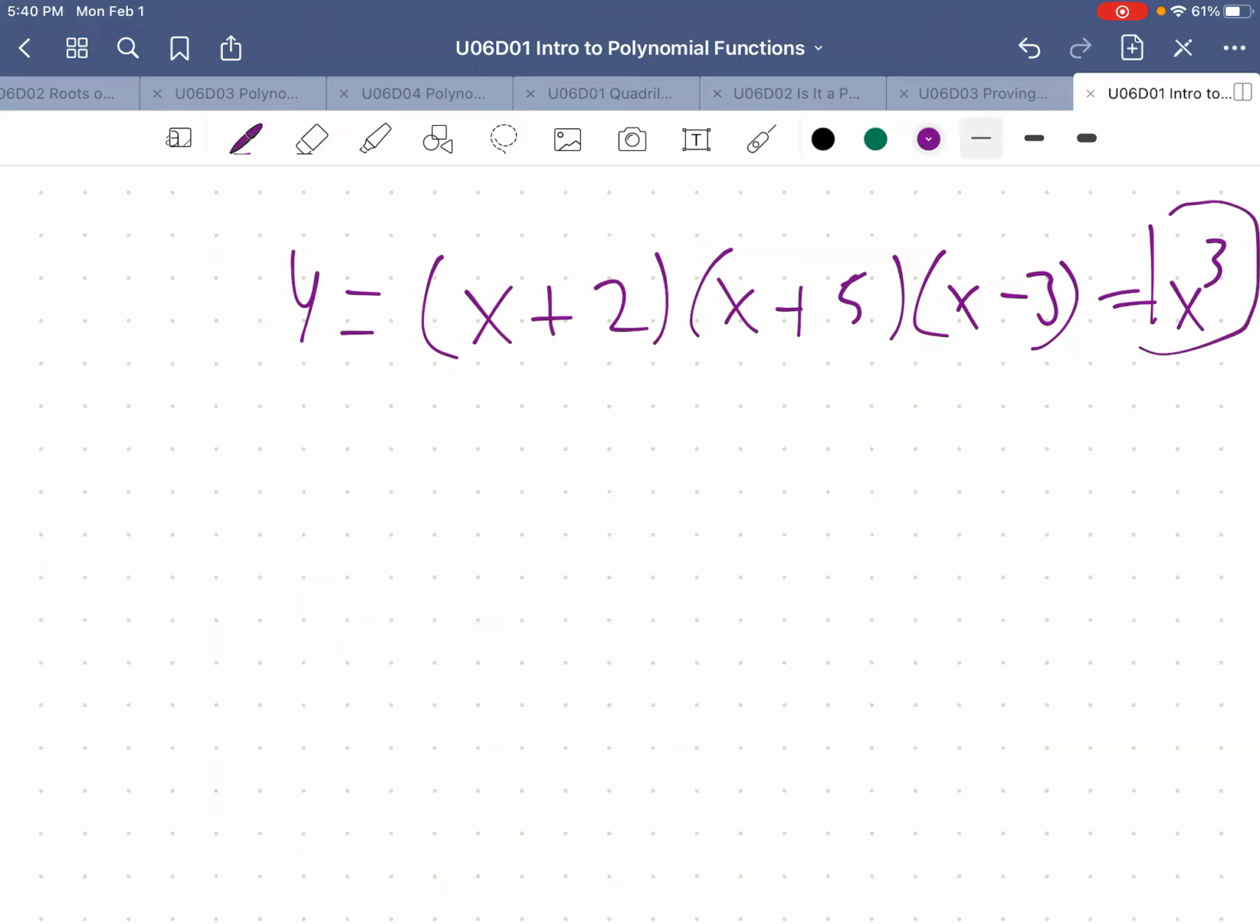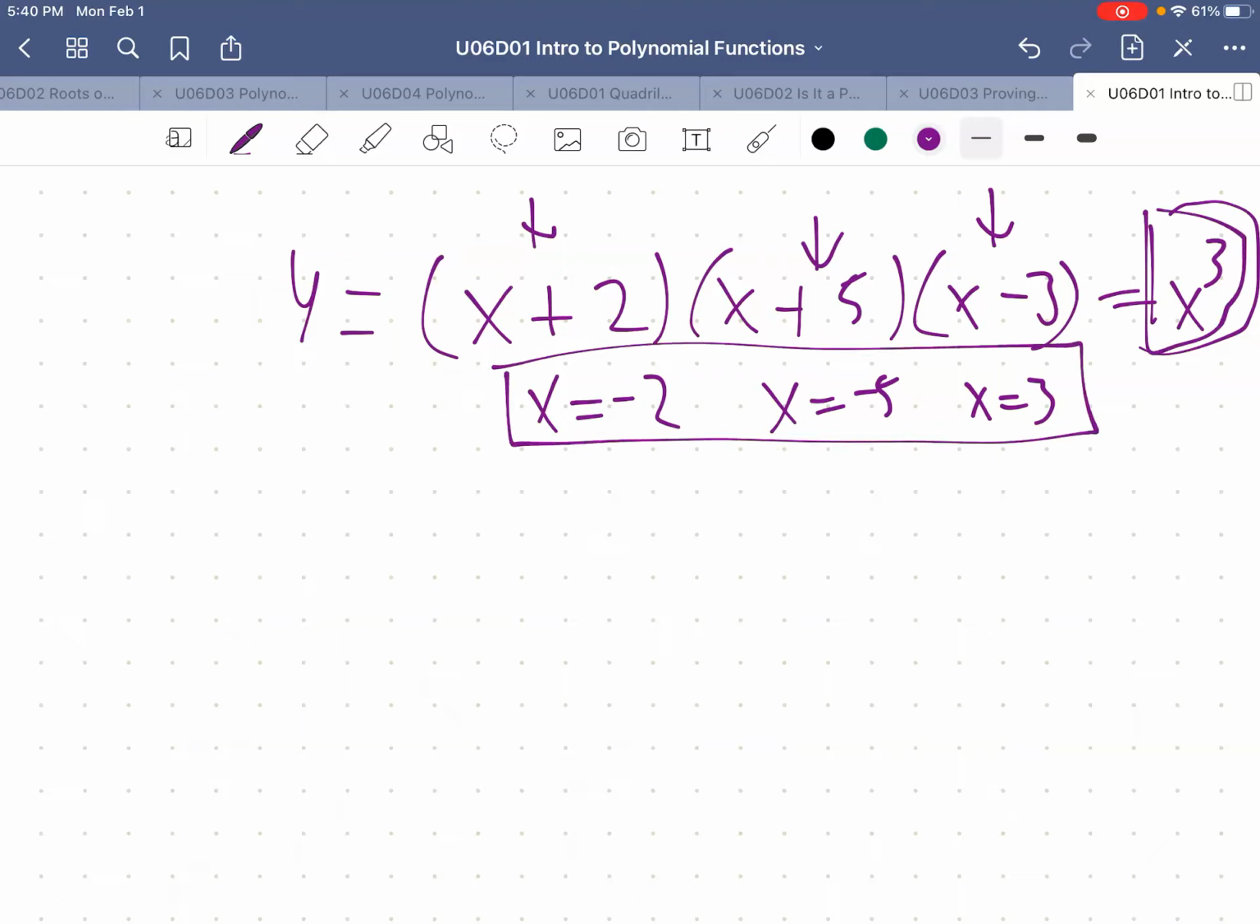But it also happens to have a root at x equals negative 2, because that would make this factor equal to 0. A root at x equals negative 5, because that would make this factor equal to 0. And a root at x equals 3, because this factor equals 0. So this polynomial, which is a 3rd degree polynomial, has 3 real roots. So if you were to look at the graph of this polynomial, it would actually have an x-intercept at negative 2, which is over here, negative 5, which is over here, and 3, which is over here.